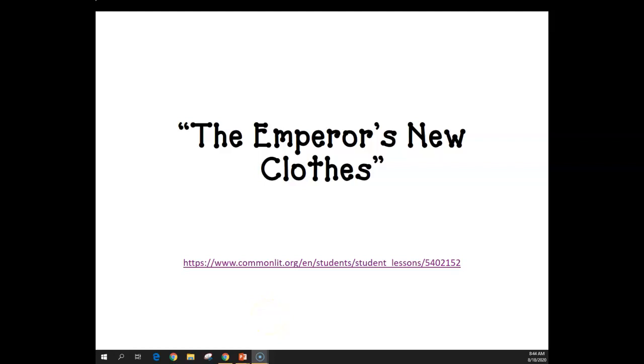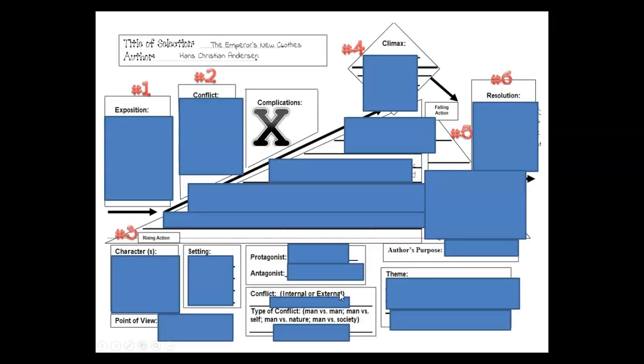Now that you've read The Emperor's New Clothes, we're going to go through the plot diagram with it. The Emperor's New Clothes, of course, was a great little short story. It has a funny little twist to it. You may have grown up and heard this story before, or may have never even heard of it before. But anyway, we're going to go through the plot diagram and go through each of the elements.